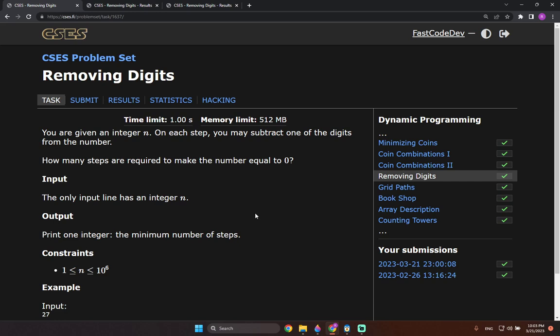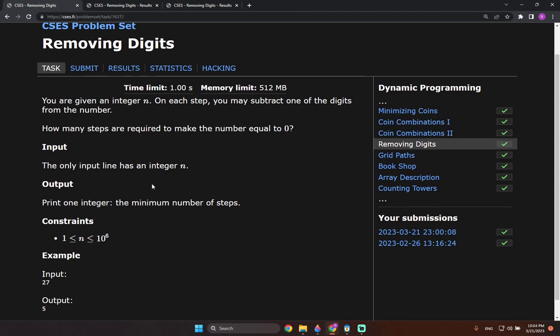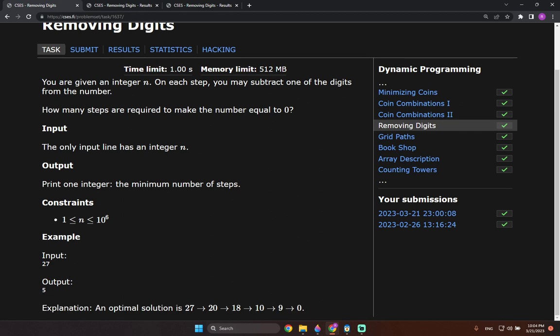All right, removing digits from the CSES problem set. Again, this is a dynamic programming question. So we have a number n and we just remove digits from that number. For example, if we have 27, we can remove 7. Then from the resulting number, which is 20, we can remove the digit 2, then we get 18. From this, we can remove 8, then we get 10. From 10 we can remove digit 1, then we get number 9, and then we remove 9 from itself and we get 0.